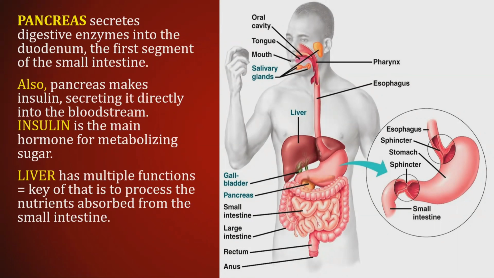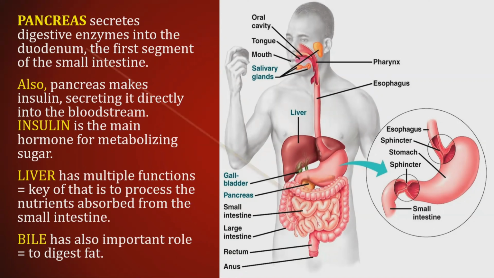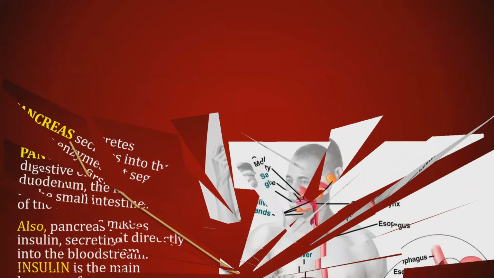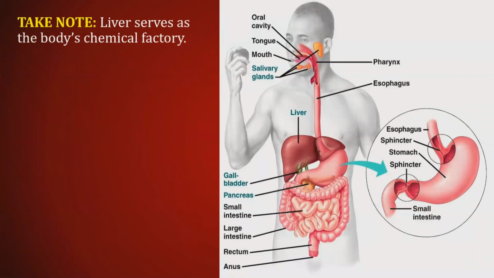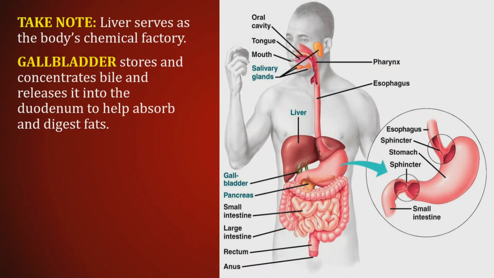The liver has multiple functions, a key one of which is to process the nutrients absorbed from the small intestine. Bile also has an important role, which is to digest the fat. Take note of this. The liver serves as the body's chemical factory. The gallbladder stores and concentrates bile and releases it into the duodenum to help absorb and digest fats.